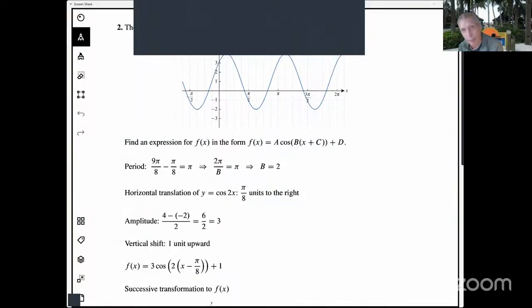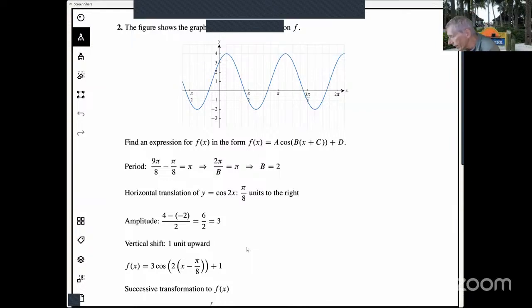Okay, great, Tom. Let's take a look at number 2. This one is a little similar. Here's the figure that shows the graph of a trig function. And what I'd like to do in this one is to find an expression for f of x that's in this form, actually using a cosine function.